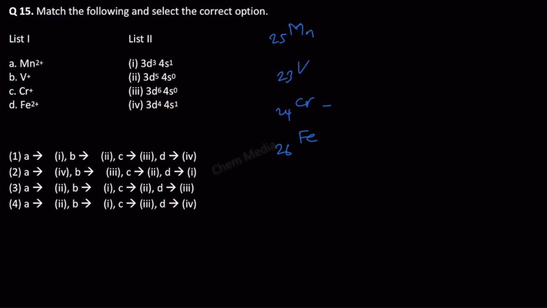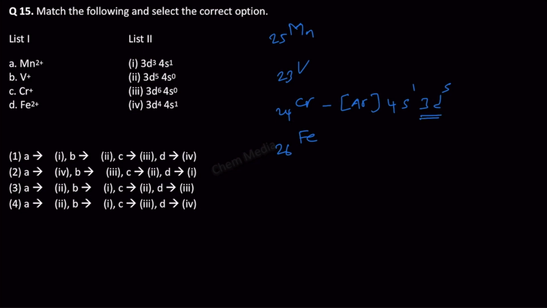When it is neutral, the electronic configuration is going to be argon, that has 18 electrons, and then 4s1 3d5. We write it this way for chromium because half filled and completely filled d orbitals are more stable due to exchange energy. This is a slight deviation from the Aufbau principle.